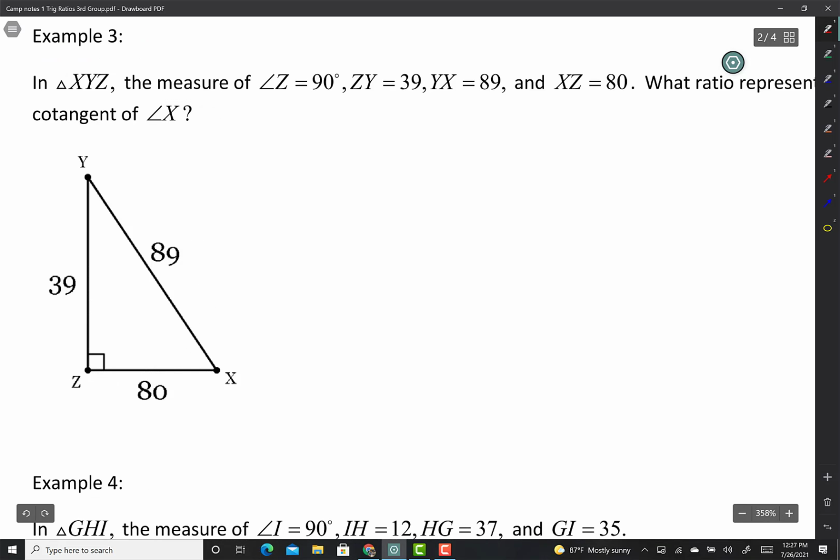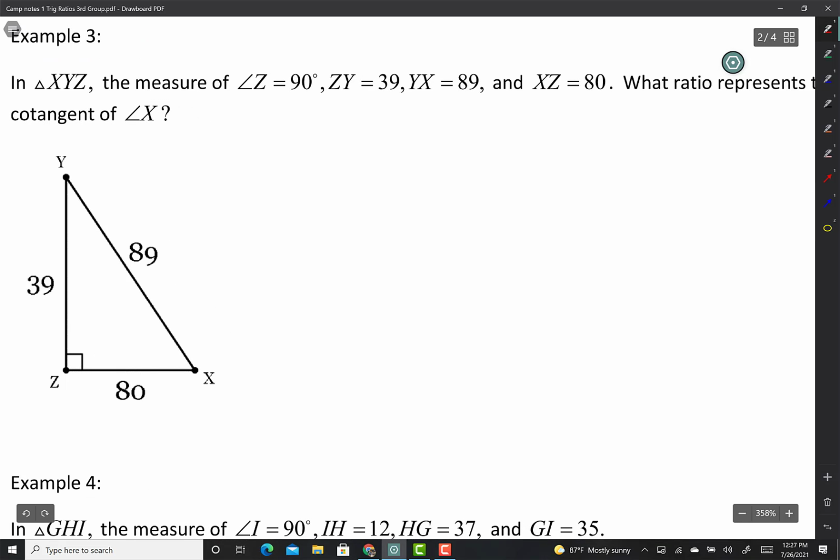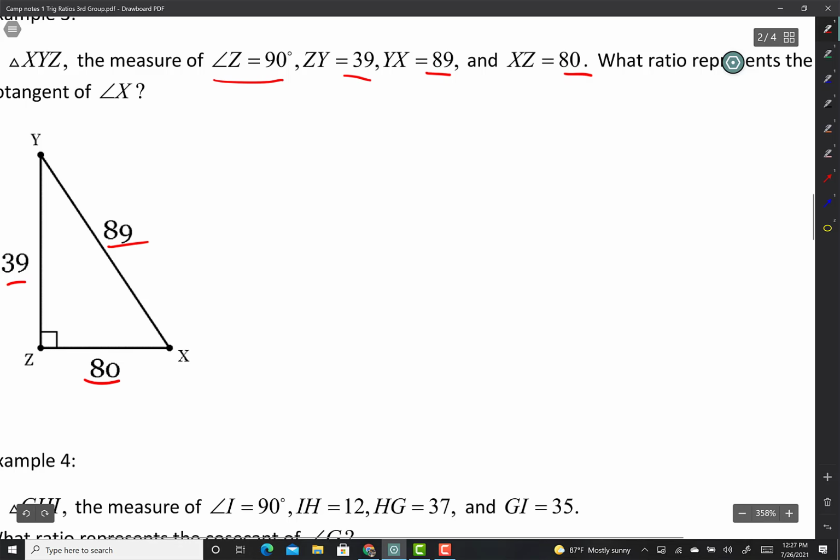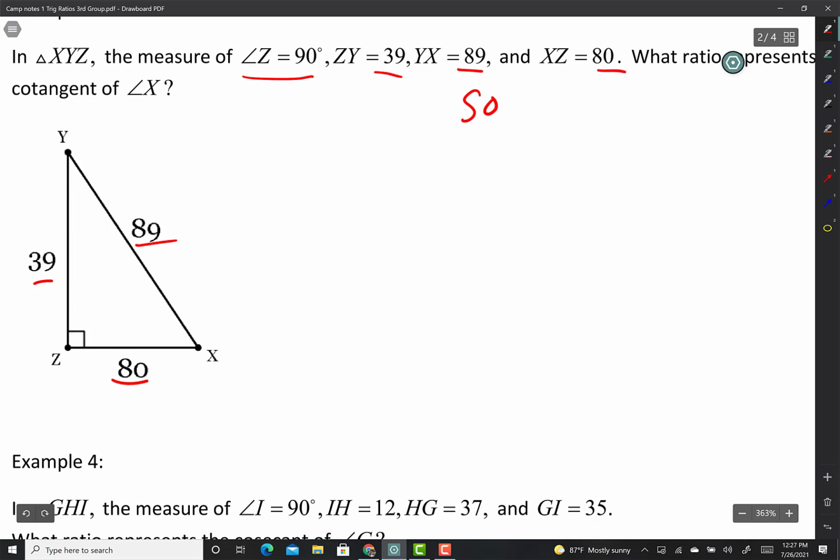Example 3. They didn't have to give us all this detail, guys. They did, but they didn't have to give us all 3 sides. If you read it, there are the 3 sides they give you, and they didn't have to. And then they tell us angle Z is 90, and it says what ratio represents the cotangent of angle X. So I'm going to write SOHCAHTOA again, and if you want to get ahead of me, go for it.